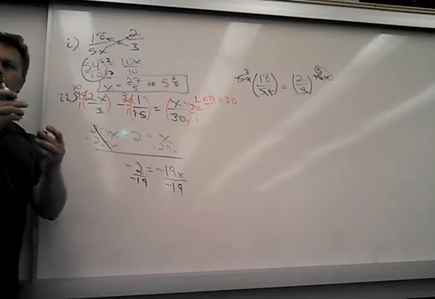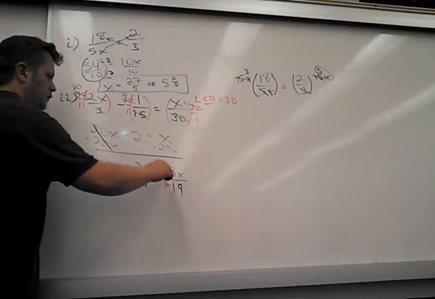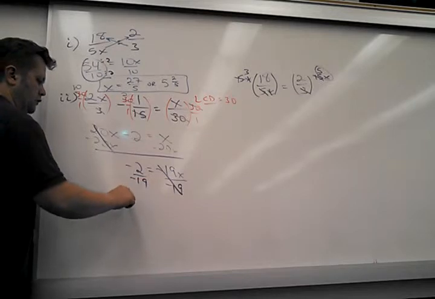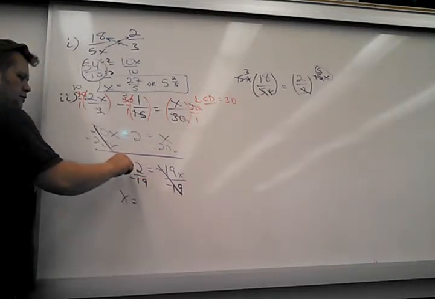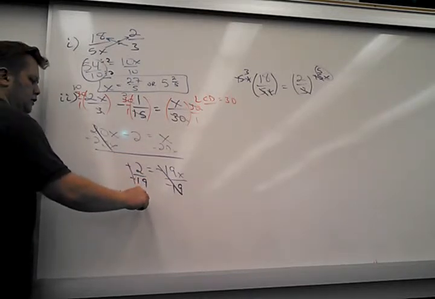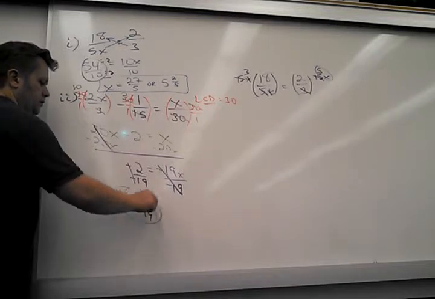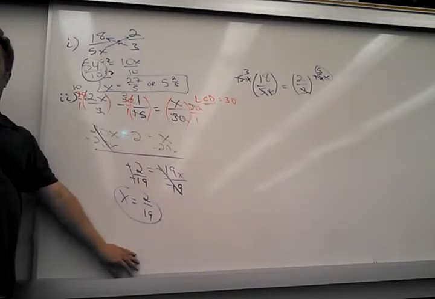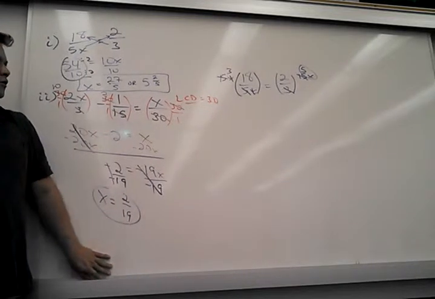This is actually good because it reminds me of a problem on the test that we had a lot of trouble with. That goes away. What happens over on this side? 2 over 19. Yeah, these cancel. You get 2 over 19. That's what I got. Cool.